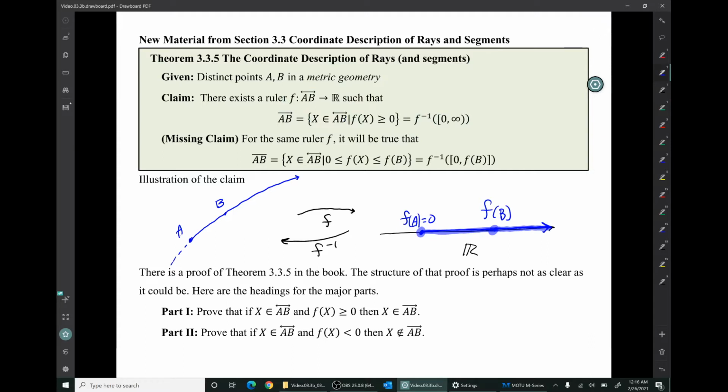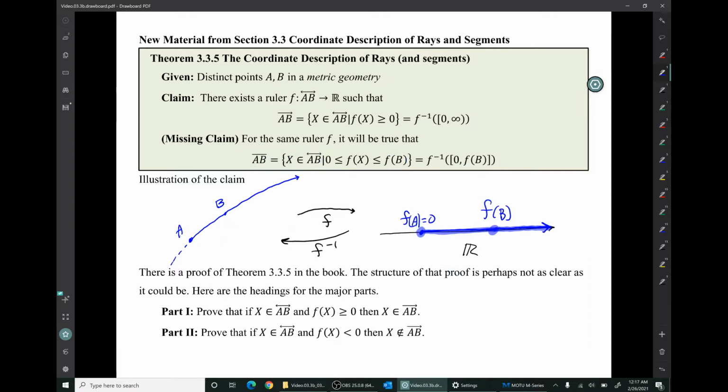Now I said that there's a missing claim. The book doesn't present this theorem, but I wish they had. For that same ruler F, it'll be true that the segment AB consists of all the points on that line whose coordinates are greater than or equal to 0 and less than or equal to the coordinate of B. That makes sense because the segment AB will be here on that line, and the coordinates of those points will be here on the number line.